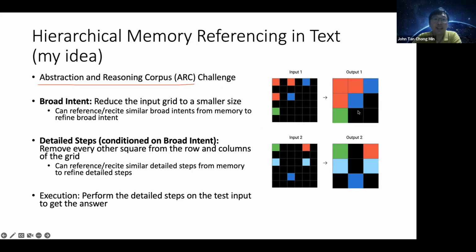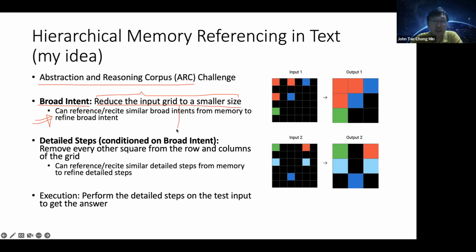So I give this in JSON format, and then I ask the LLM, which is GPT-4, to give a broad intent. So the broad intent for this maybe is to reduce the input to a smaller size. Then what I'm thinking is that you can reference past memories of something similar to this JSON. You can reference past intents and refine this broad intent, because a lot of the problems in ARC might have the same broad intent, like reducing the grid.